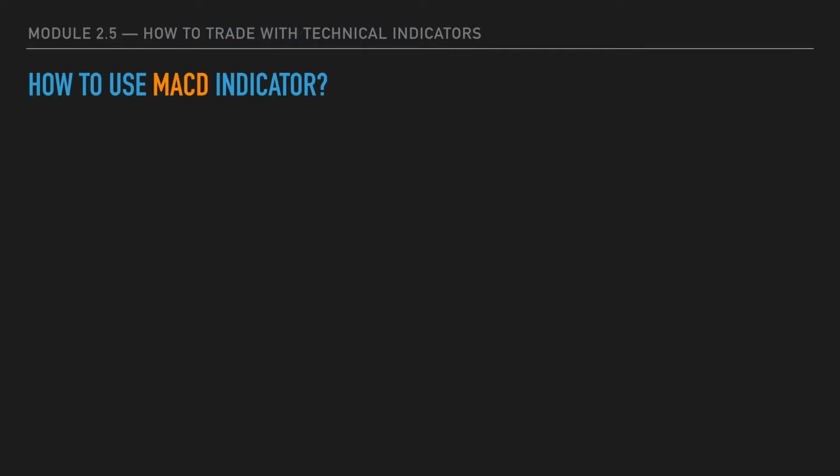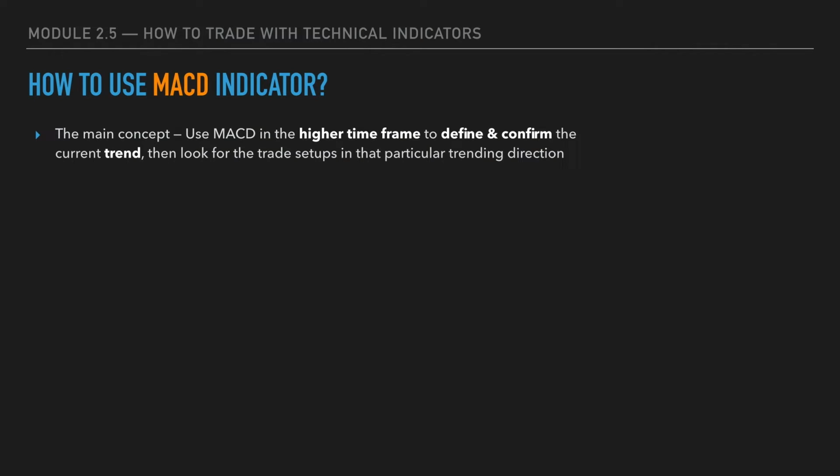Cool, after going through the MACD basics, now let's look at how we can use MACD to help our trading. The main concept is that we use MACD in a higher time frame to define and confirm the current trend. Then we go to the lower time frame to find trade setups in this trending direction.